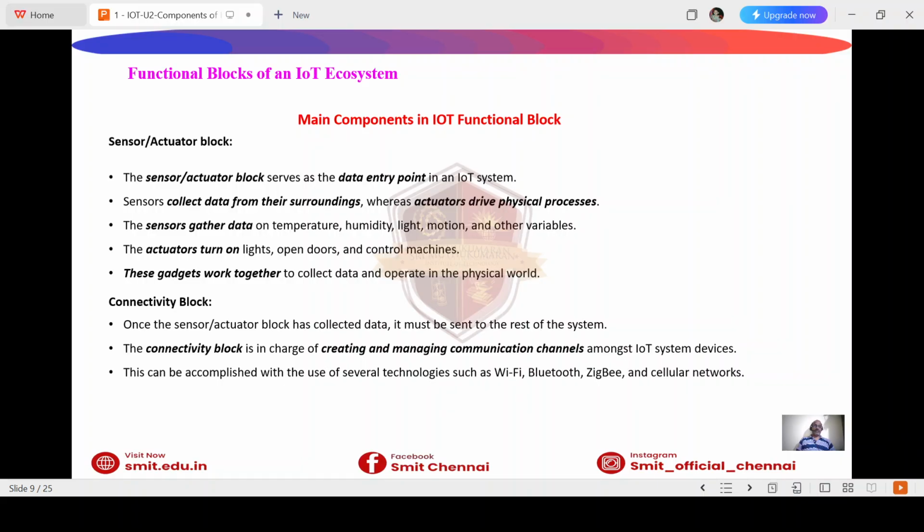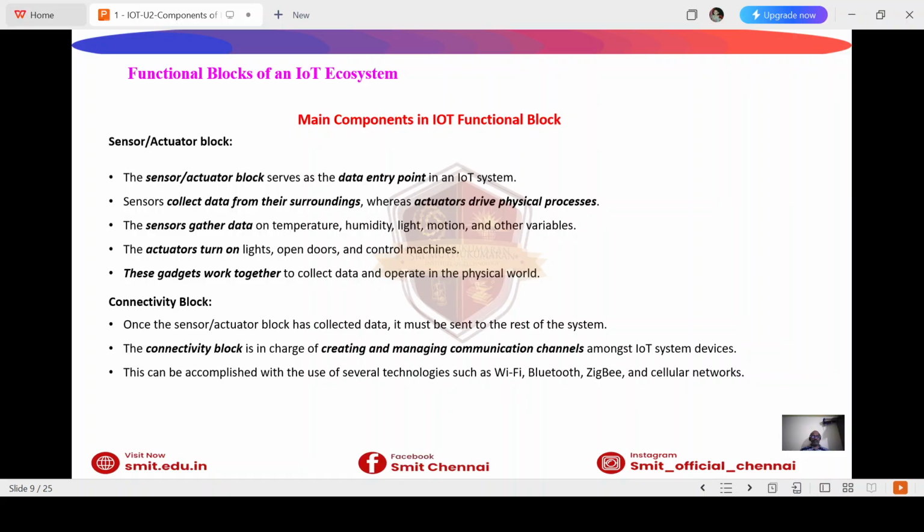Sensors and actuators blocks serve as the data entry point in IoT systems. Sensors collect data from their surroundings, whereas actuators drive physical processes. And see the last point, these gadgets work together to collect data and operate in the physical world. The next one is the communication connectivity block, where after the data has been collected, it is sent to the rest of the system.